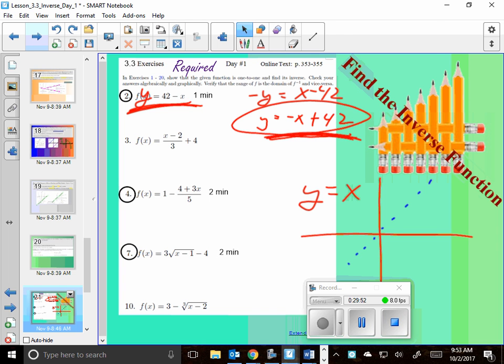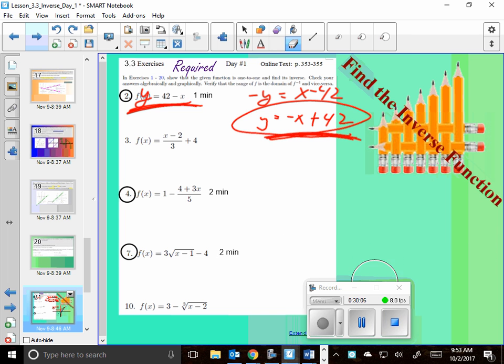So if the one graph looks kind of like this, the other graph would look kind of like that. It will be a reflection across that line. That's how you could tell graphically that you were doing it right. But that would add a lot of time to your homework. I'm not requiring that. And on the test, you're going to have to show it algebraically. So basically, flip-flop x and y, and then solve for y.